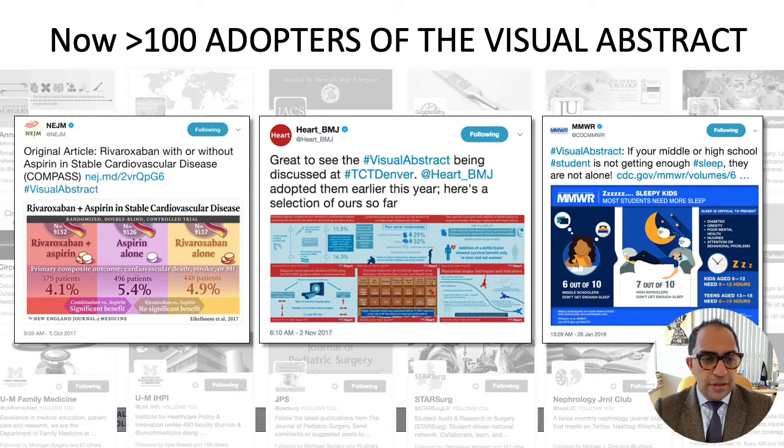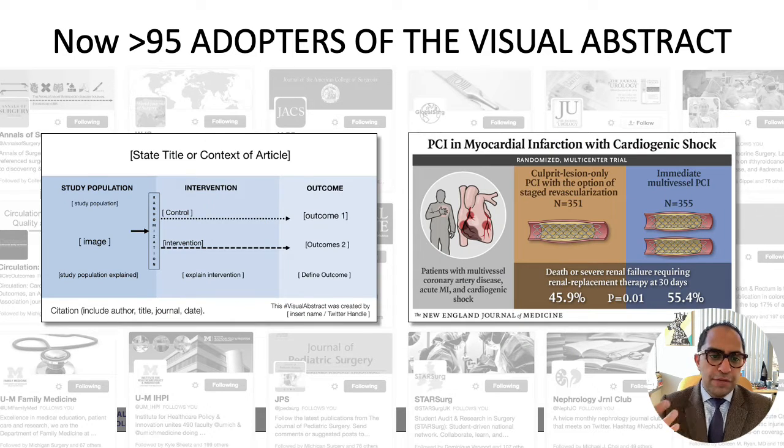I lost track, but there are more than 100 adopters of the visual abstract. I stopped counting after 100, but you can see a handful of them there. What's pretty rewarding for me on the design side is to see that the templates we provided manifest themselves in the actual journals, but the journals have put their own signature and design flavor on it, building on the initial work of what we tried to design.